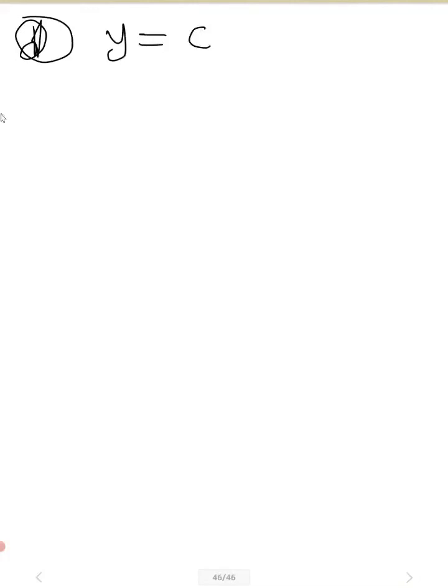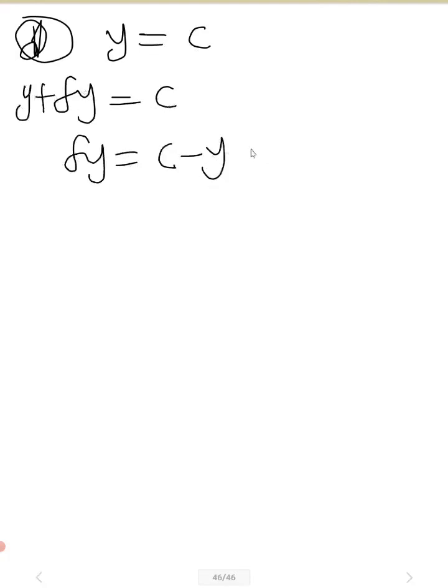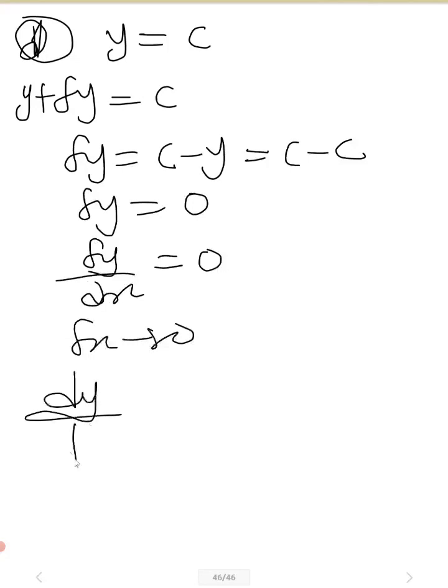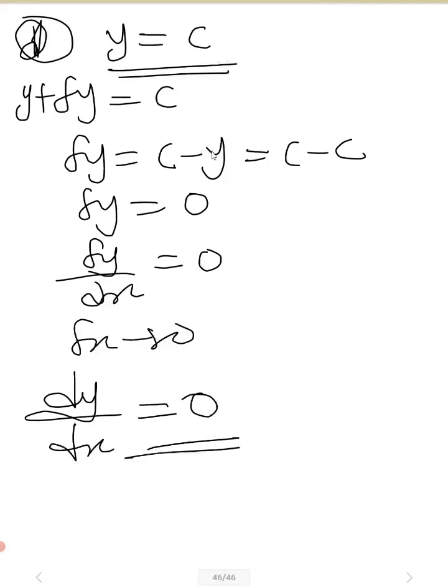What you just need at this junction is y plus change in y is equal to C. Therefore, change in y is equal to C minus y, which is equal to C minus C. So change in y is equal to 0, meaning that change in y over change in x is equal to 0. So at the limit, when change in x tends to 0, dy over dx is equal to 0. So meaning that anytime you are differentiating a constant, it will surely give you 0.